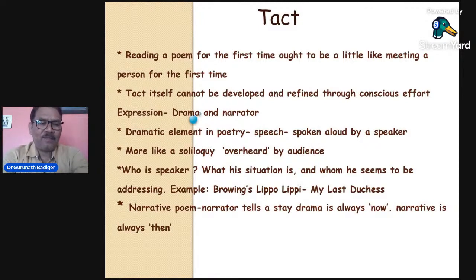When Tagore is writing his Gitanjali, "Where the mind is without fear and the head is held high," it's a prayer, a prarthana, showing how Tagore is encouraging the people during the pre-independence period. So one should understand who is the speaker, what his situation is, whom he seems to be addressing. Whether he is addressing children, whether he is addressing us, whether he is addressing something. So, in Browning's "My Last Duchess," we come to know whom the Duke is addressing.